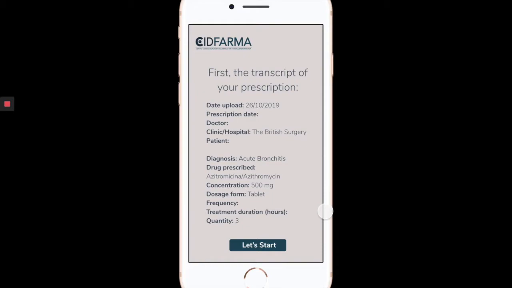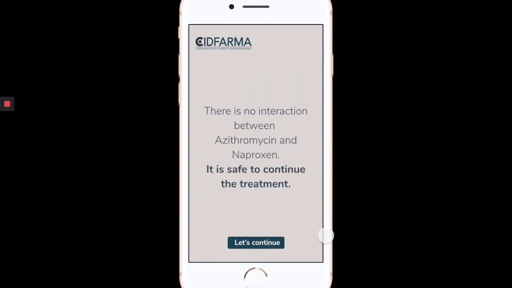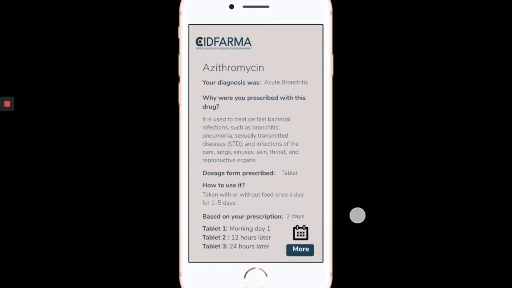The transcription part helps to use this tool in those countries where the prescriptions are written by hand and it's difficult to understand what's been written. And if you're taking more than one medication, it helps to identify whether or not there are medicine interactions. You're going to receive information about when you need to take each medication and all the recommendations needed.